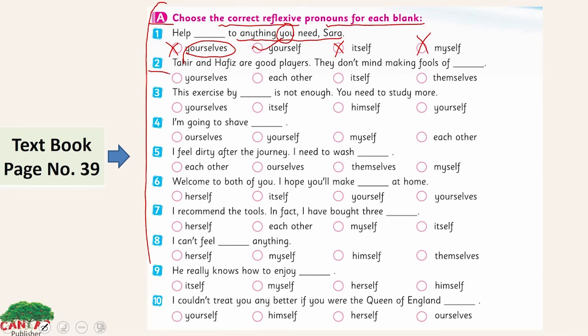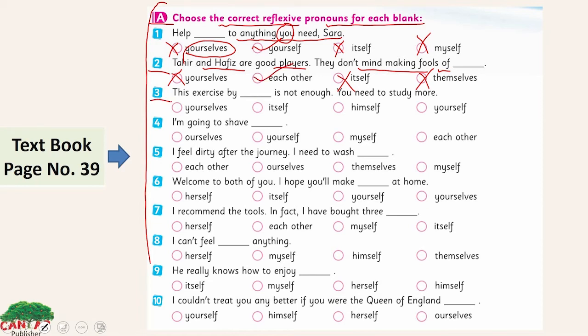The second one, "Tahir and Hafiz are good players, they don't mind making fools of." Yes, Tahir and Hafiz, itself, each other or yourself? Tahir and Hafiz are both like plural noun here. So yourself is incorrect, itself is incorrect, themselves no, each other. They don't mind making fool of each other here.